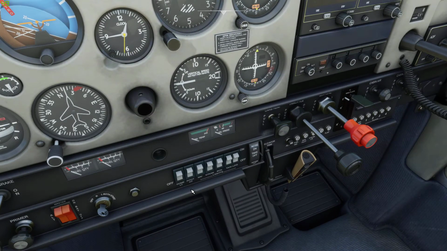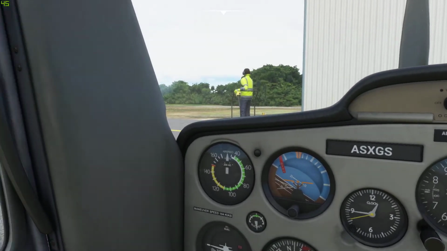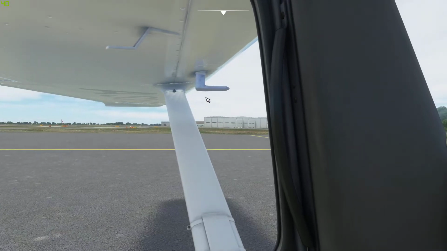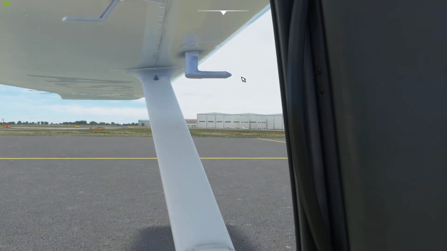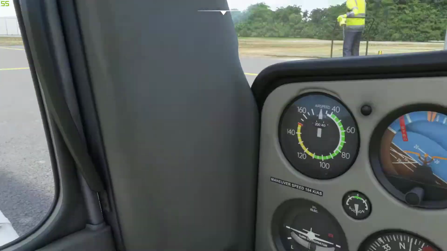The pitot heat is not actually a light. This is the only one that isn't a light. It warms up the pitot tube right here, because this is what gives us our airspeed and our altitude. Actually, I think it's just our airspeed. Air comes in and it calculates airspeed from that. The thing has a tendency to ice up, so if it's a cold day with clouds and moisture, you want to turn that on to keep it warm.